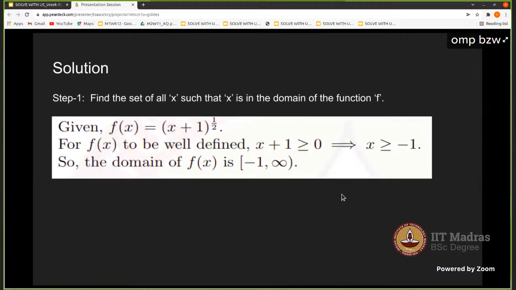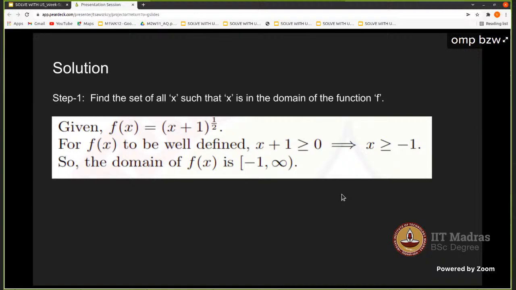It is important to understand what exactly well defined means here. Throughout the course, well defined means a real output. My output is real. So if my x plus 1 is greater than or equal to 0, then for those values of x my function is well defined, which implies x should be at least -1.